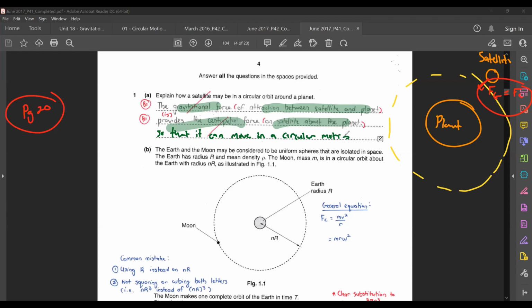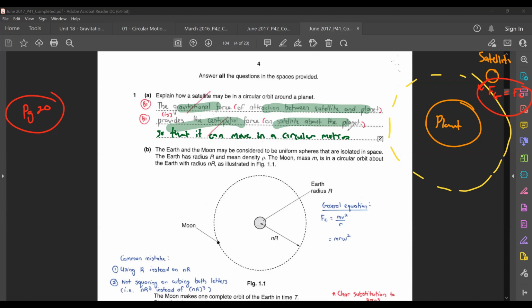All right. Centripetal force, gravitational force between satellite and planet provides the centripetal force so that the satellite can move in circular motion. Okay.